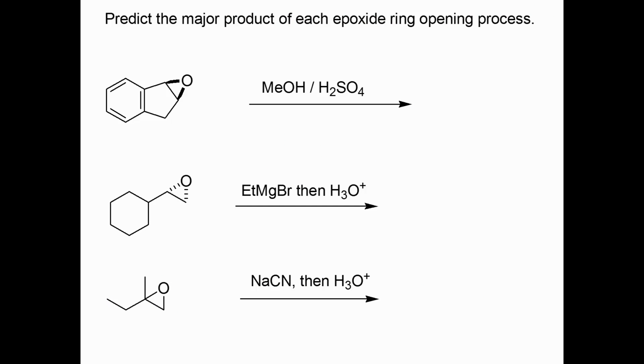Okay, all right, so let's predict the products of these epoxide ring openings. Actually, no, these are not necessarily acid-catalyzed ring openings. Let's just look at these. The word "then" that we're going to find is a very important word here, telling us how we do these reactions. All right, so in the top reaction, methanol is present, is the nucleophile, and we're doing this in the presence of sulfuric acid. Therefore, this is an acid-catalyzed ring opening.